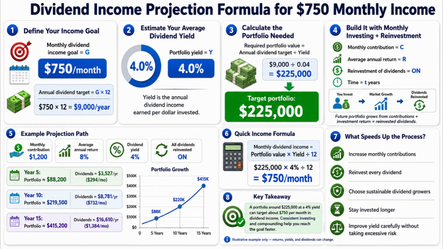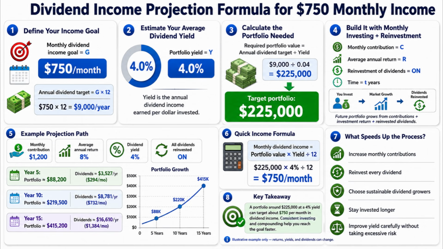Then, by year 10, the portfolio may grow to around $219,500. At a 4% dividend yield, that could generate about $8,781 per year, or around $732 per month. This is very close to the $750 monthly dividend income target.